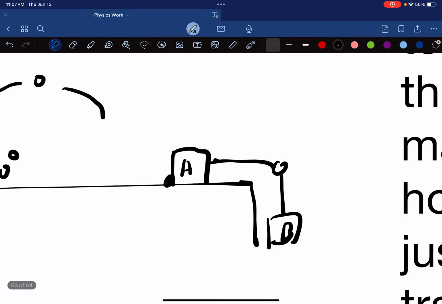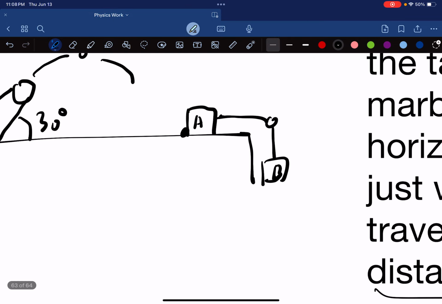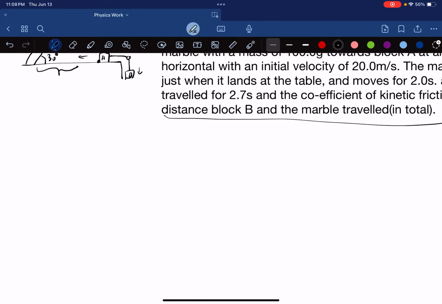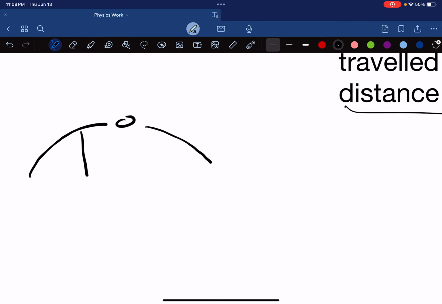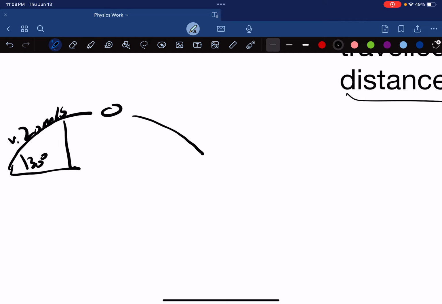And we have to find the distance that the marble traveled. Because after the collision, the marble will bounce back over here, and then this will move, and B will move as well. So let's just do the marble part first, right? So it's just a typical projectile motion question. So 30 degrees, 20 meters per second, and that's V initial.